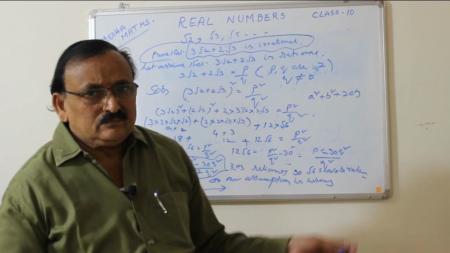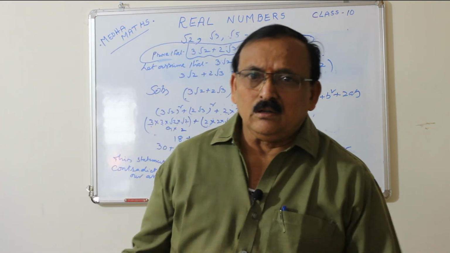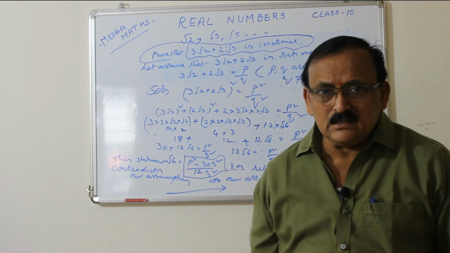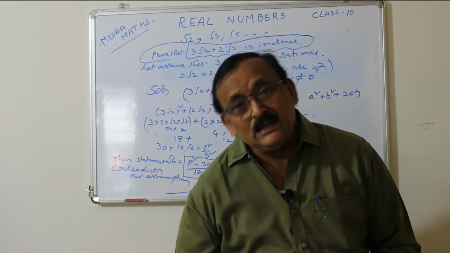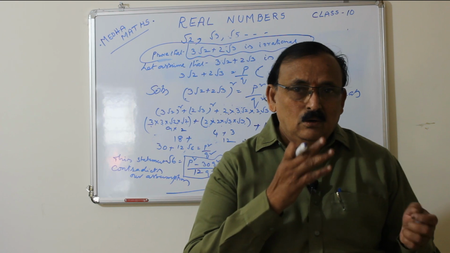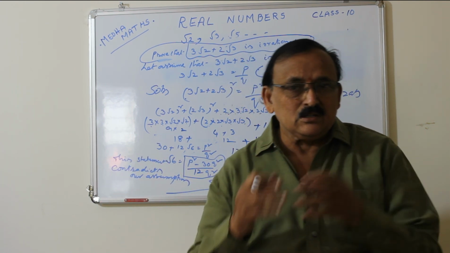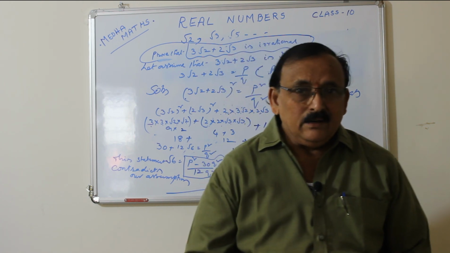See friends, another 2 or 3 topics are there in the first chapter. In the next class we are going to complete that chapter, rational numbers. So 1, 2, 3, 4 topics, in 4 parts this chapter is going to be completed.